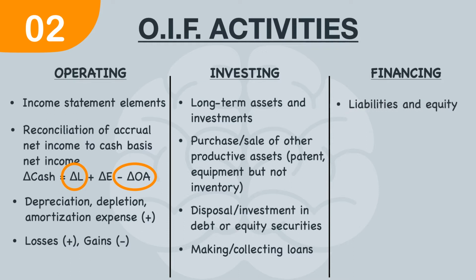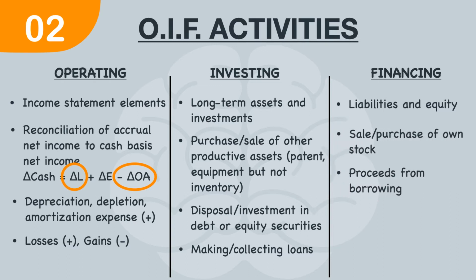Next, financing activities. It includes items related to the liabilities and owner's equity sections of the balance sheet. A few noteworthy examples of financing activities are sale or purchase of owned stock, proceeds from borrowing, making principal payments, and payment of dividends.